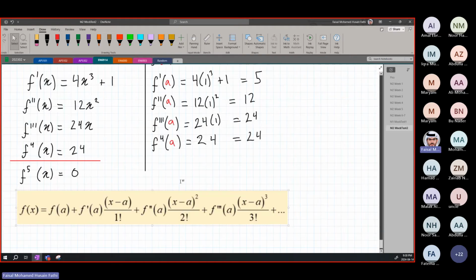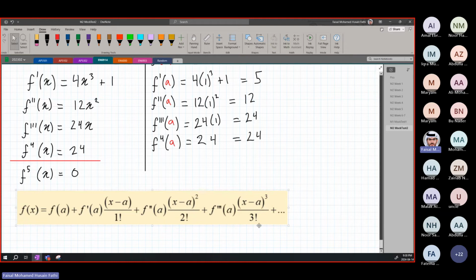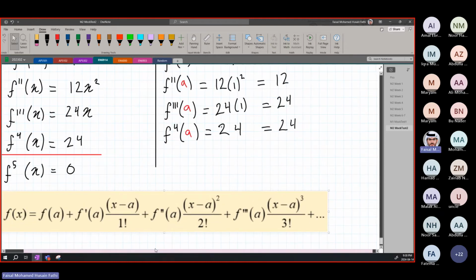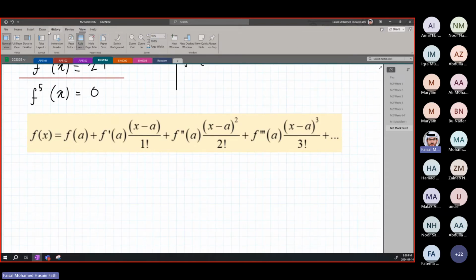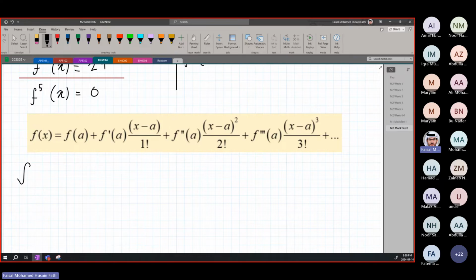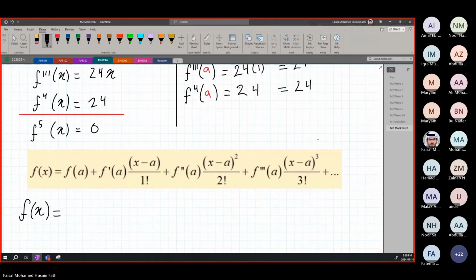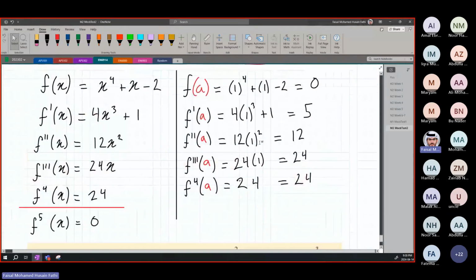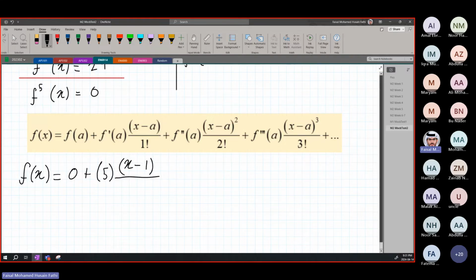So let me zoom out just a little bit so we can see this. You know what? We'll keep referring back to it. All right, so let us start. If you notice here, it says f of x. So we start writing f of x is going to be equal to f of a. What was the value of f of a? 0. Plus f prime of a. What was the value of f prime of a? 5. Into x minus a. What is a? 1. Over 1 factorial. All right? This is how we start.